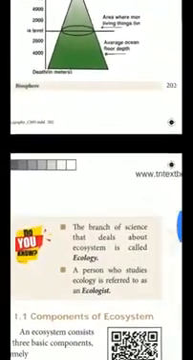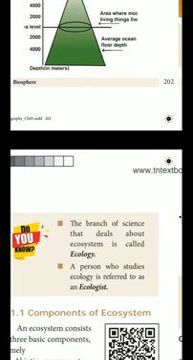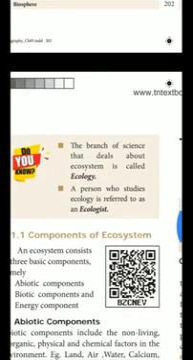Next, do you know the branch of science? What is called ecology? The branch of science that deals with the ecosystem is called ecology. Who is called an ecologist? A person who studies ecology is referred to as an ecologist. Next heading is components of ecosystem.